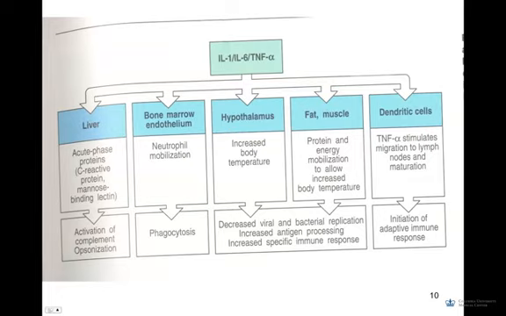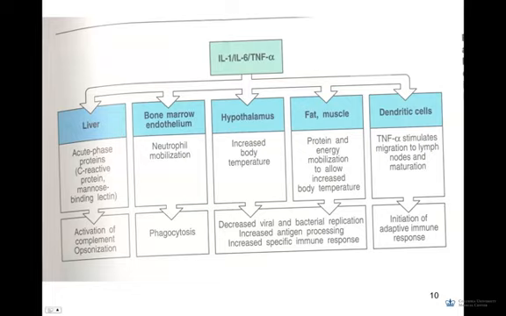IL-1, IL-6, and TNF-alpha also act on fat and muscle, and it causes the mobilization of energy. Okay? So it increases metabolism and it mobilizes energy, and this mobilization of energy and increased metabolism helps to support the fever, helps to increase body temperature.